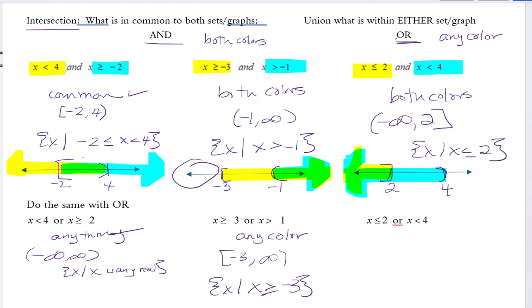Now when I get down here, I want anything that has any color. So as I'm solving this, we have x is less than or equal to 2. We have x is less than 4. So any color, whether it's blue, yellow, or green, goes all the way up to 4. So I can say all x such that x is less than but not equal to 4.